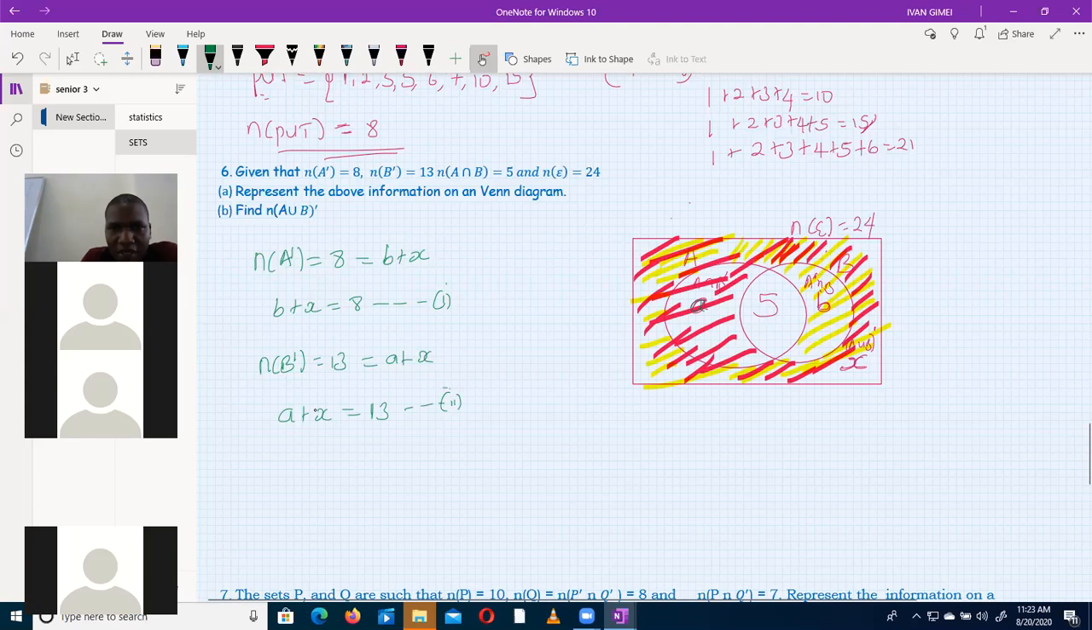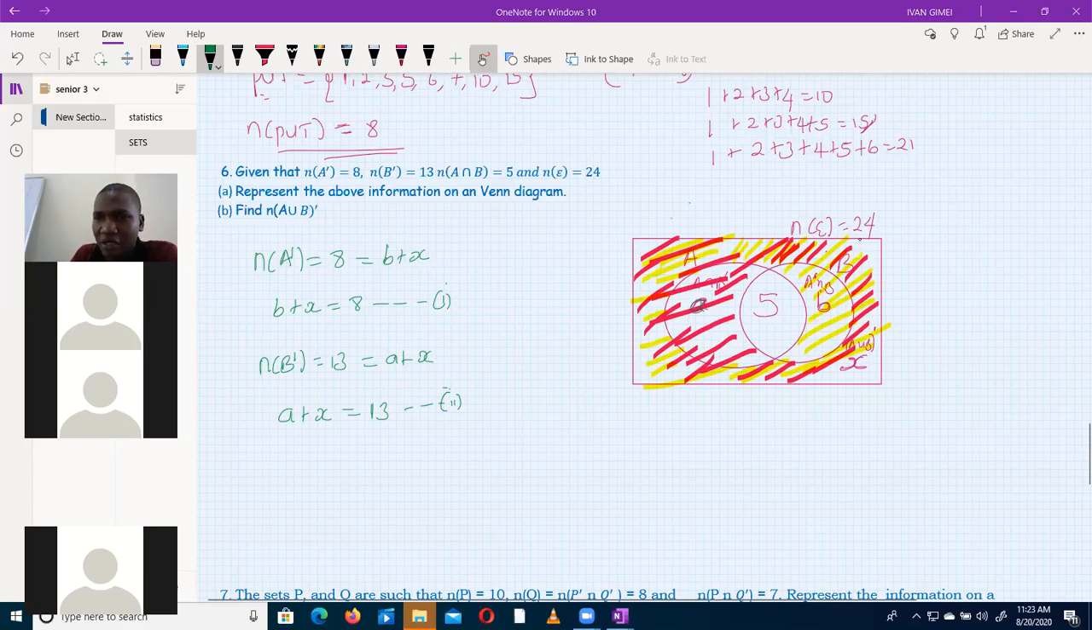So you see, we still have more unknowns. We have 3 unknowns. We have A, B, and X. You can never solve such an equation. If you have 2 equations, I think you learned how to solve simultaneous equations. You can never solve 2 equations when you have 3 unknowns. So what we have to do is look for another equation. How will you get the other equation?